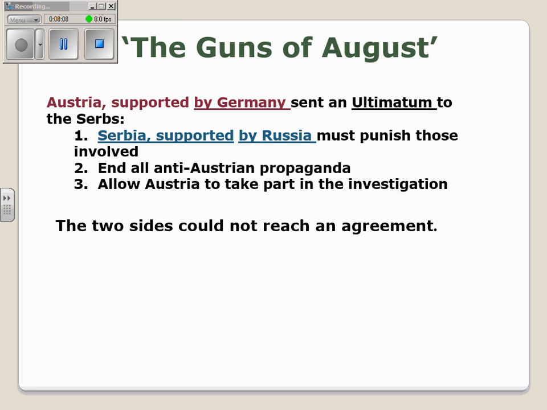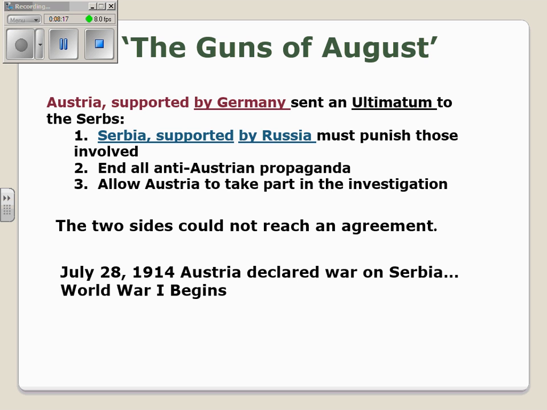The 2 sides can't reach an agreement. So now you have Serbia and Russia on one side and Austria and Germany on the other side. They cannot reach an agreement, and within a month, World War I begins. On July 28th, Austria declares war on Serbia, and the Great War begins.